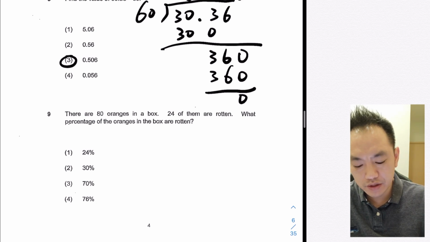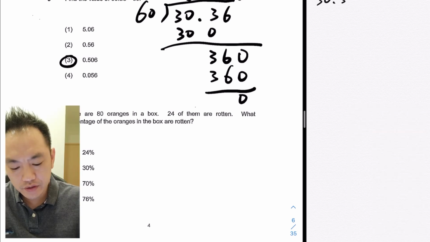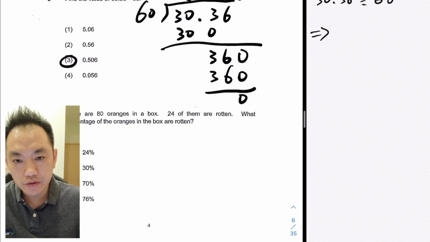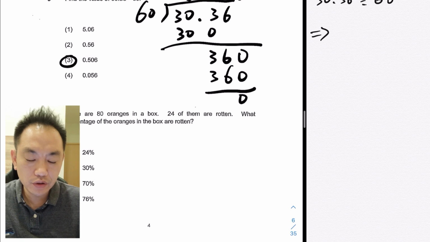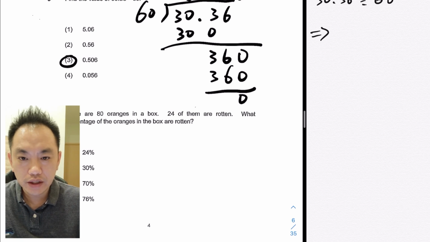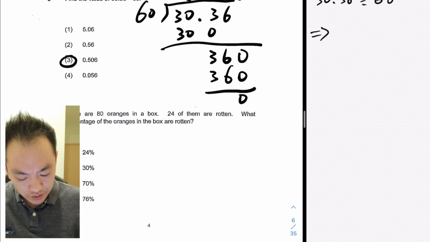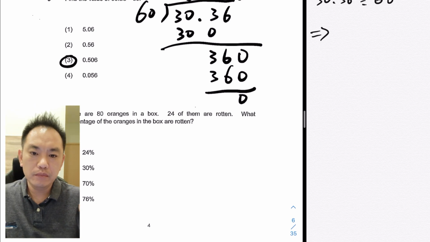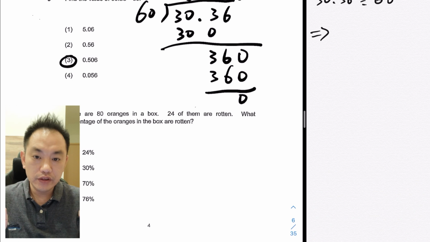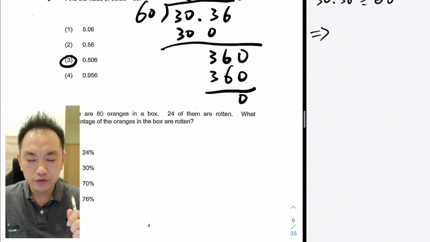Okay, I'll do this on the right hand side. So 30.36 divided by 60. What you can do is, the zero from 60 is really annoying. Is there any way to take it out? Yes. In division, whatever you do to the first number, you can do the same thing for the second number.